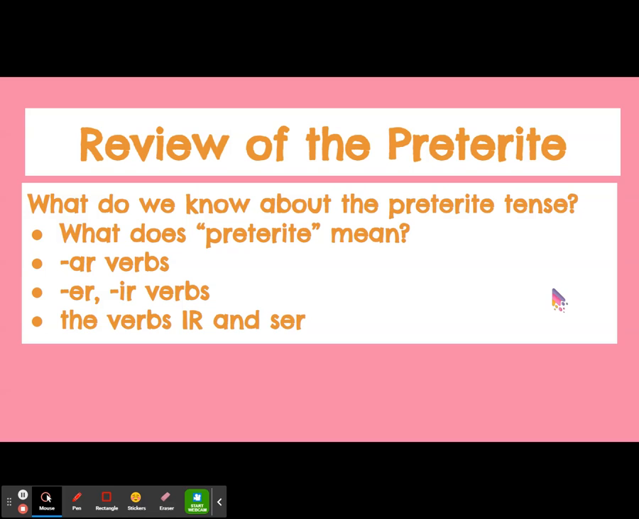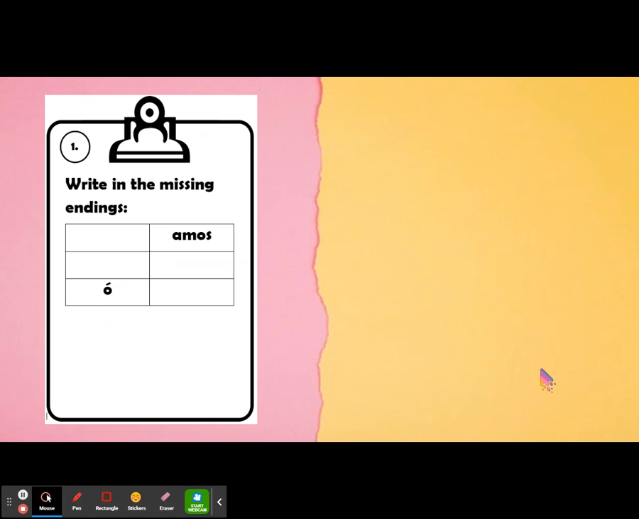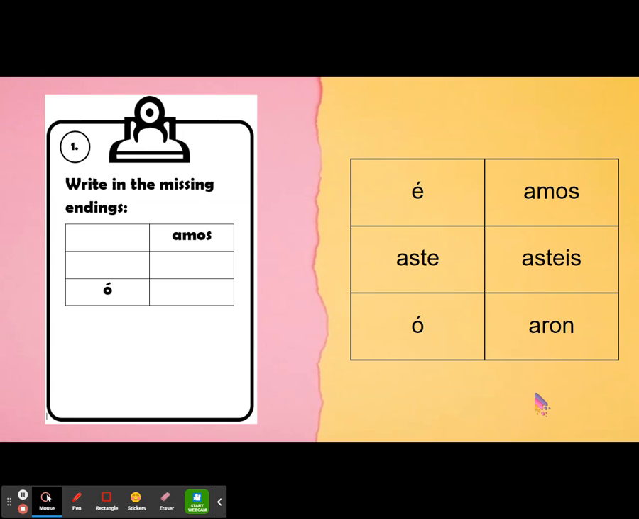So without further ado, we are going to do number one. So on your paper, write down number one, and you are going to write the missing endings. You can either draw a quick little box, or if you want, you can just write it horizontal on one line. What endings are missing from that box? All right, so what type of verb are these endings for? Good, these are AR verb endings. And what ending should you have? Okay, we should have é, aste, ó, amos, asteis, aron.